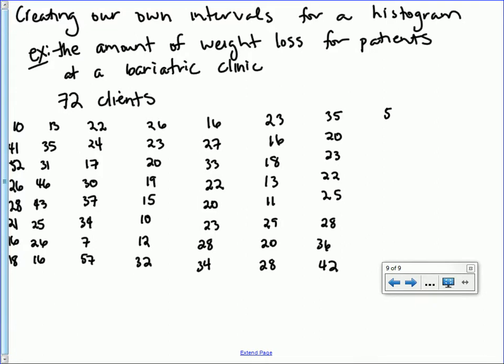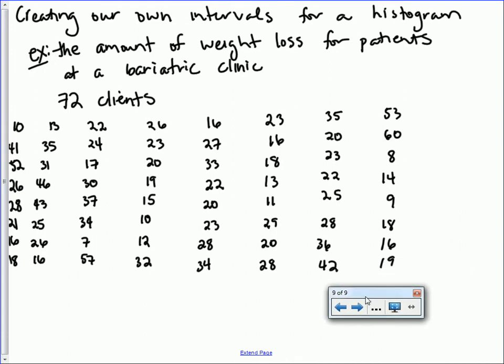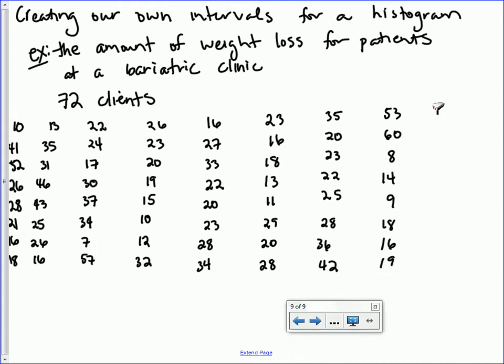And then 53, 68, 14, 9, 18, 16, and 19. And then the last column is 17, 48, 24, 21, 15, 17, 14, and 26. Okay, so there's our raw data set.